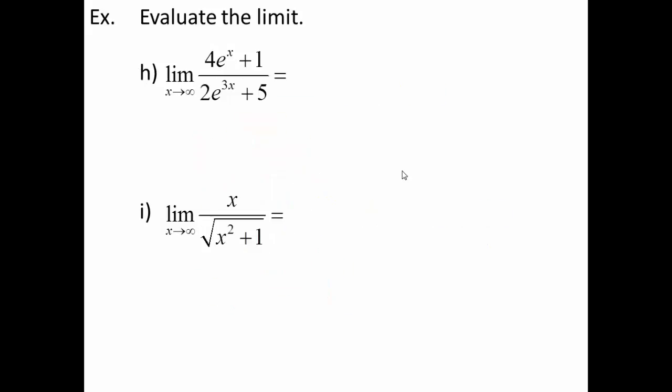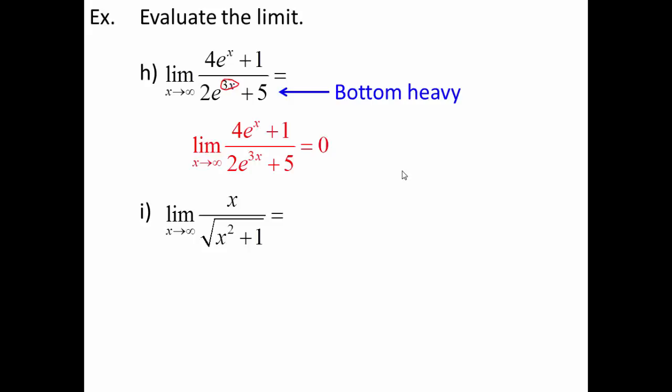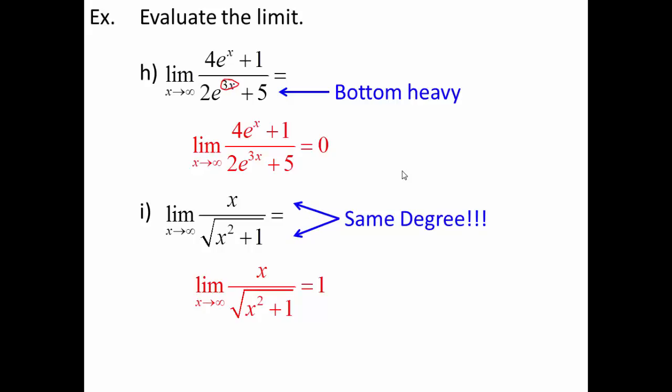Couple more for you to try. Pause here, play when you're ready. Looking at the first one, I see exponential over exponential, but the exponential on the bottom has a slightly larger degree, therefore bottom heavy, limit goes to 0. Next one, I have a linear function over a square root of x squared. Square root of x squared is x, so once again, we have the same degree top and bottom. Leading coefficients would be 1 over 1, so the limit is 1.